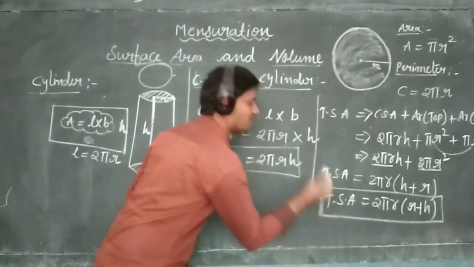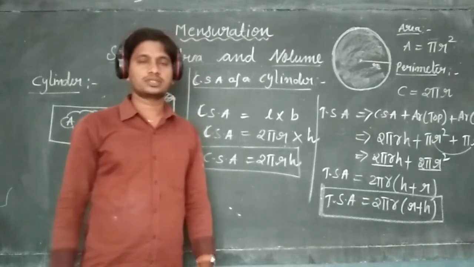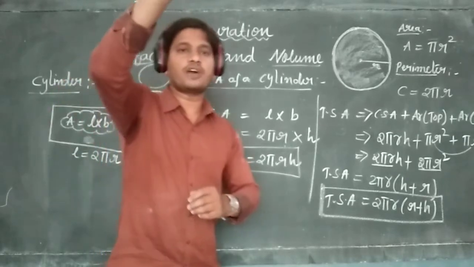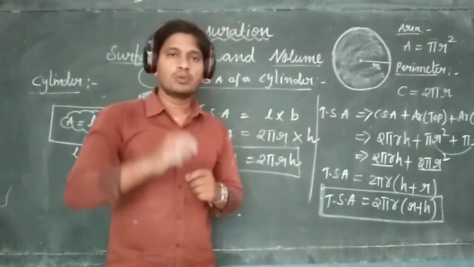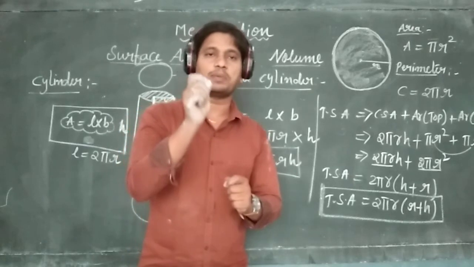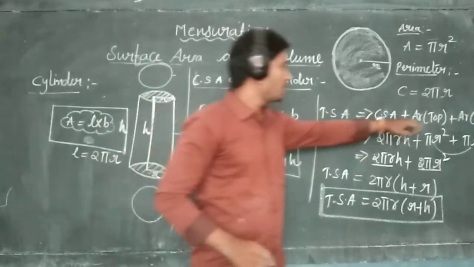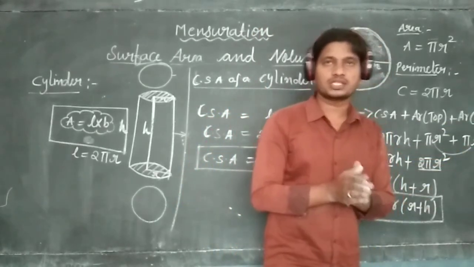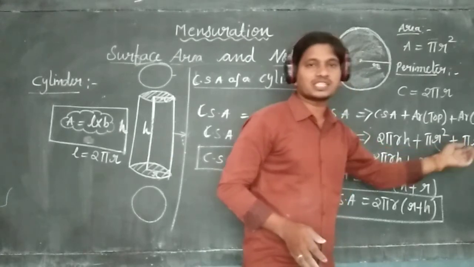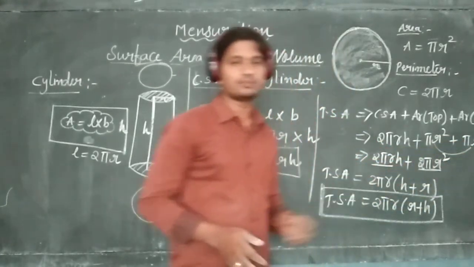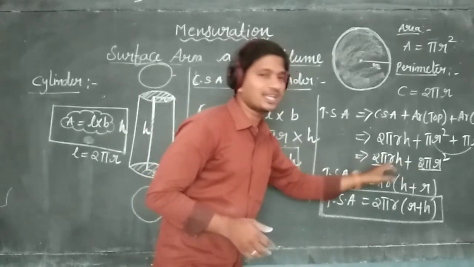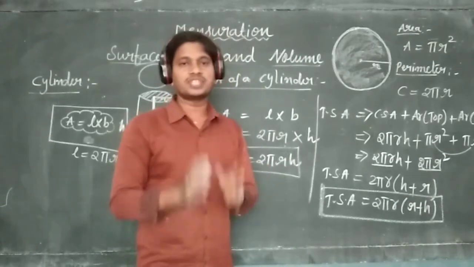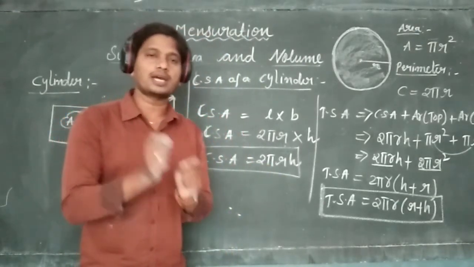TSA of cylinder is equal to how much? 2 pi r into r plus h. Understood, students? TSA of cylinder equals what? CSA plus area of the top face and area of the bottom face. Both top face and bottom face are in the shape of a circle. Area of a circle is pi r square, and the bottom is also pi r square. So pi r square plus pi r square equals 2 pi r square. I can take 2 pi r as common, so h plus r. Therefore, TSA of cylinder equals 2 pi r into r plus h.